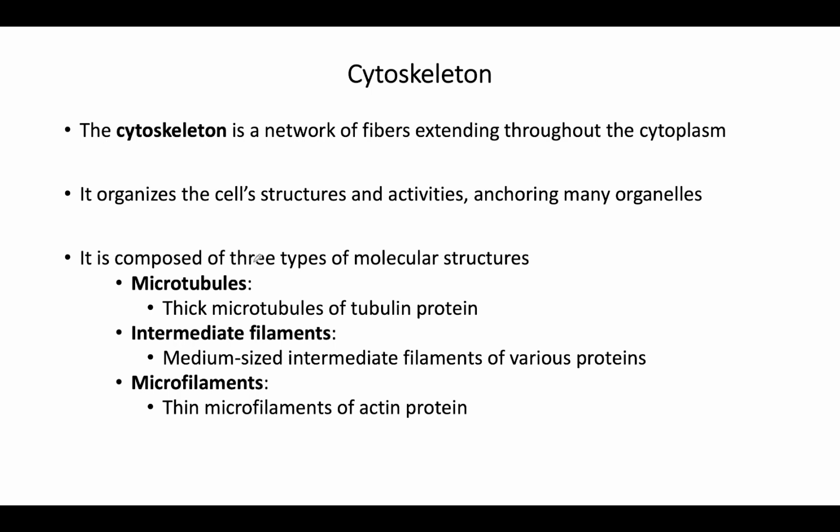It is composed of three types of molecular structure: the microtubule, intermediate filament, and microfilament. These are the types of cytoskeleton. Microtubules are very thick, made of tubulin protein. Tubulin protein makes up the microtubule. Intermediate filaments are medium-sized, made of various proteins. Various proteins make up the intermediate filament. And actin protein makes up the microfilament.